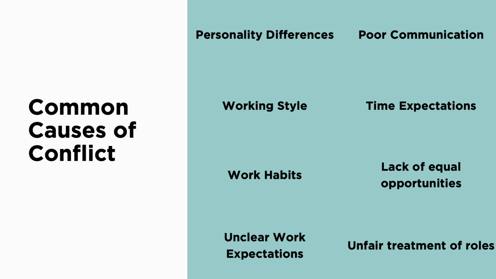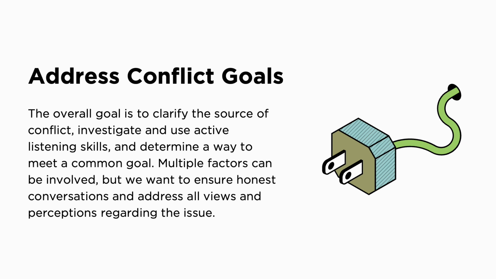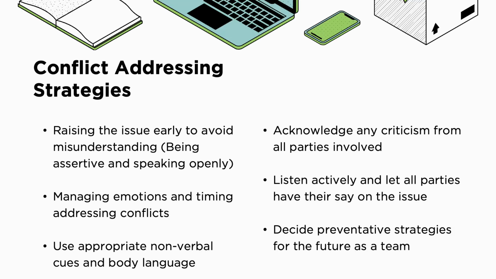Now that we have discussed some of the common causes of conflict, we can discuss the overall goal of addressing conflicts. Once we can determine the cause of conflict from either the previous list or the current issue, we want to investigate it and use active listening strategies to determine a common resolution that satisfies all parties. While different factors can determine the severity of the issue, we must have honest conversations and address all perspectives regarding the issue at hand. We've listed some common conflict addressing strategies to meet our goal of compromise and resolution.